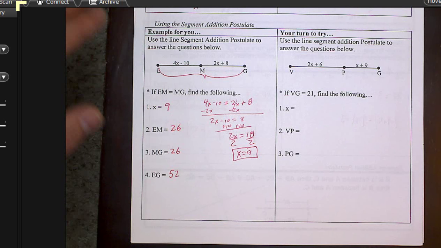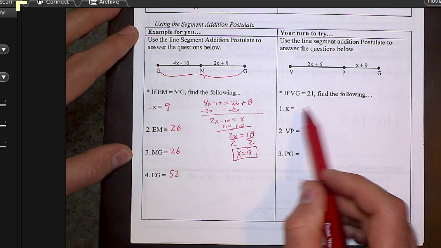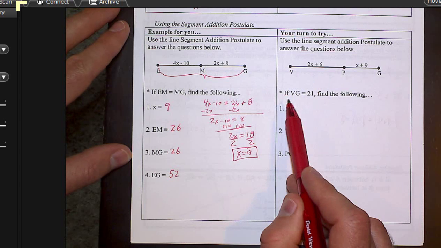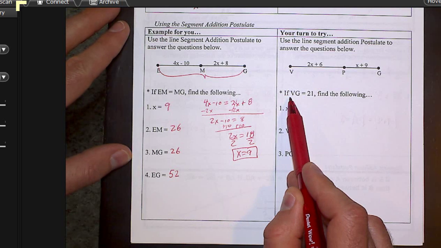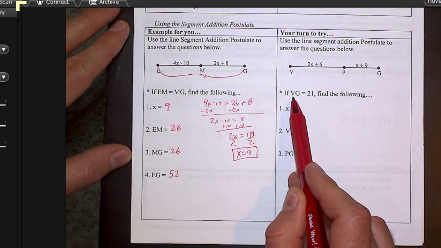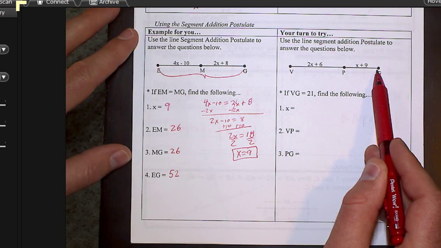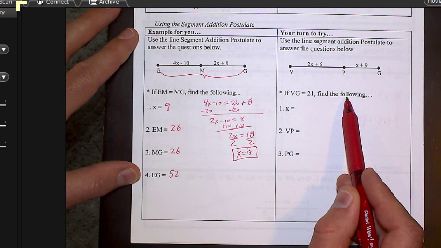All right, so we're back here. These problems look very similar to each other. However, the directions listed for problem number 2 here are different. We do not know that these 2 segments are equal to each other. It doesn't say that in the directions. In fact, it says this.